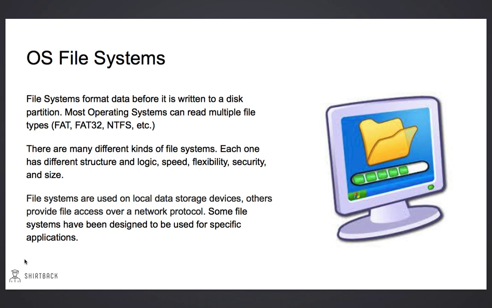Our operating systems will have file systems. The file systems will format data before it's written to a hard disk partition. Most operating systems can read multiple file system types. File systems should be able to provide structure and logic. We need speed, security, and size. File systems are used with local data storage. This provides file access over network protocols. Some file systems have even been designed to be used for specific applications.